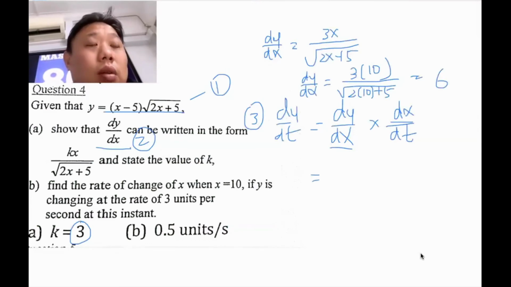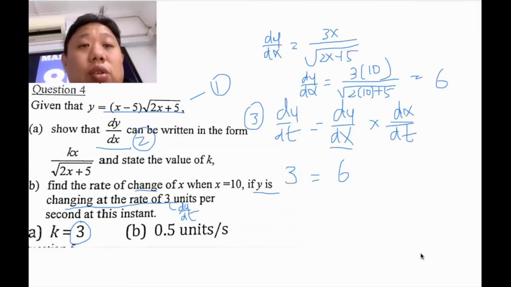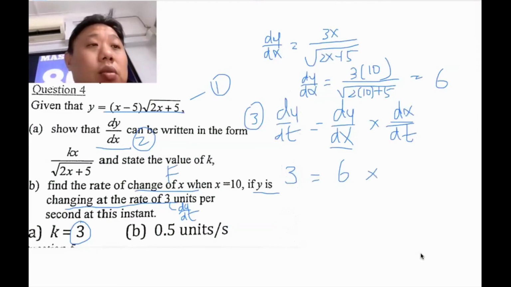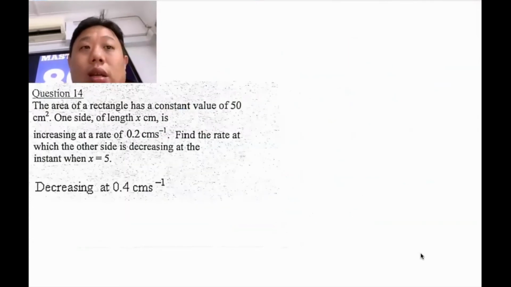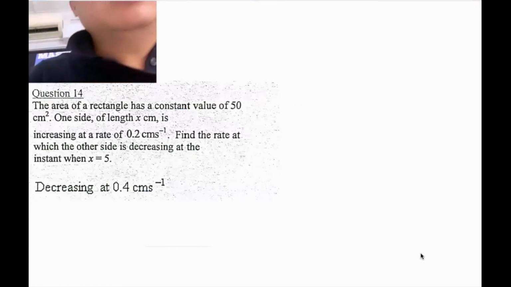Okay, so now you put 6 here, and now you read the question. y is changing, that is telling you dy by dt is 3. So this value is dy by dt. Find the rate of change of x. This is my find, so my find appears here. So now in step 3, you are able to find dx by dt is 3 over 6, which is the answer, half.